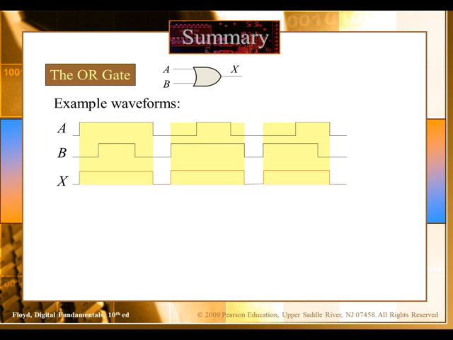Okay, what is the logic behind this? The OR gate gives you high when any of the inputs is high, right? Any of the inputs, either A or B. So that's why we identified the yellow blocks where any of A or B, or both, is high.